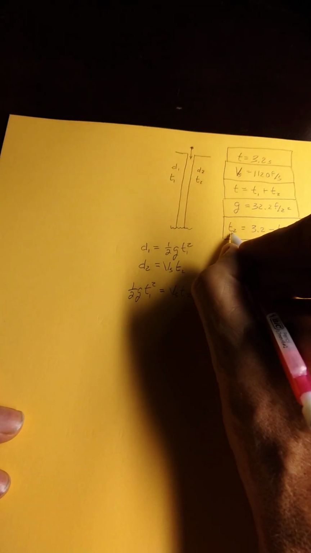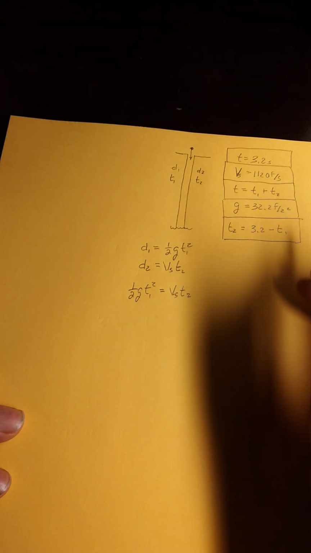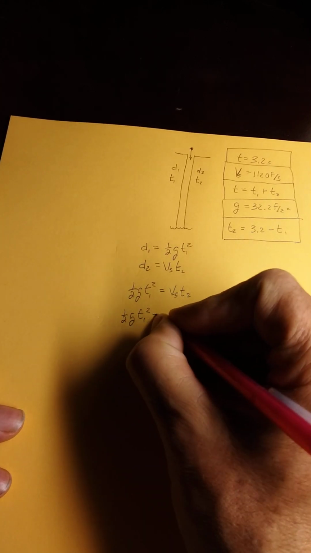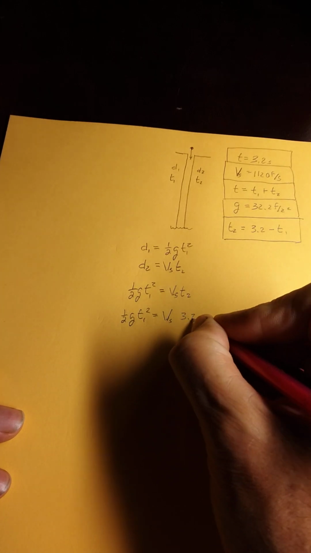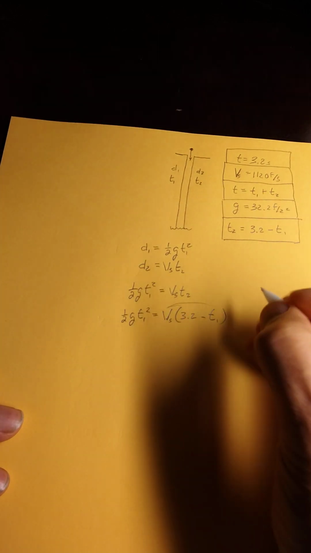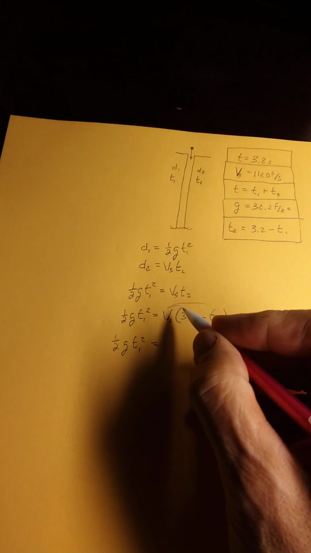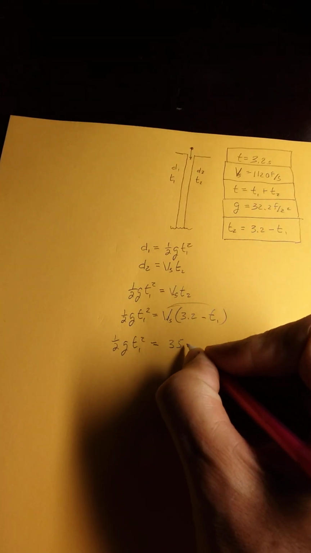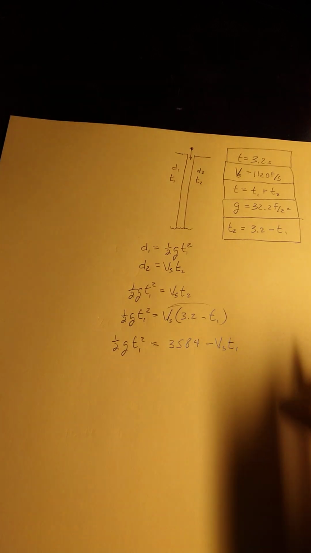So what we're going to do is replace t2 with this particular equation. So we're going to have 1/2 g t1 squared equals my velocity of the sound times (3.2 minus t1). Now what we're going to do is distribute the velocity. We're going to have 1/2 g t1 squared equals velocity of the sound times 3.2, which is approximately 3584, and then minus my velocity of the sound times t1.